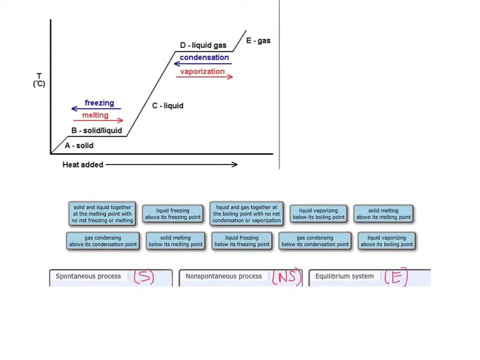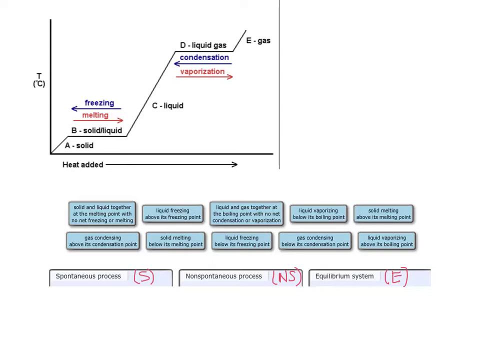So a spontaneous process is going to be a process that takes place automatically under the right conditions. So if you have water and you are trying to freeze water at 0 degrees Celsius, water should freeze spontaneously. Shouldn't have to do anything else. That's what happens. A non-spontaneous process is going to require the input of energy for the reaction to take place.